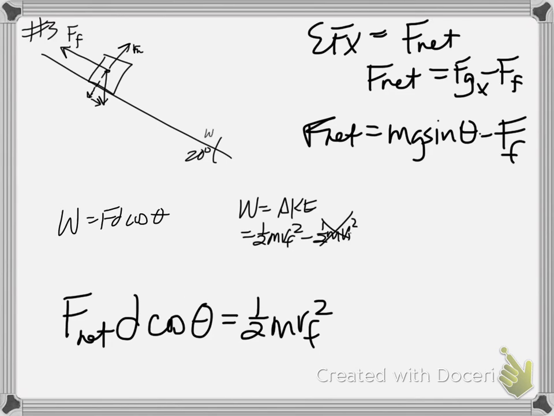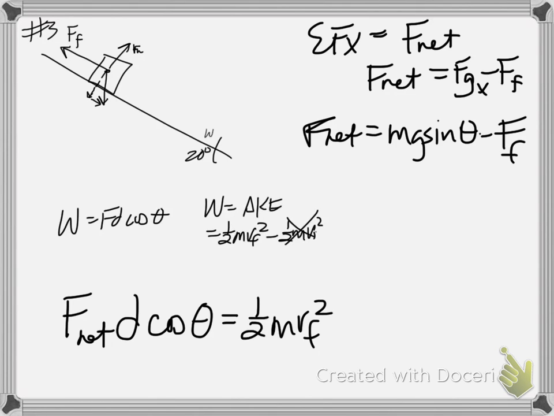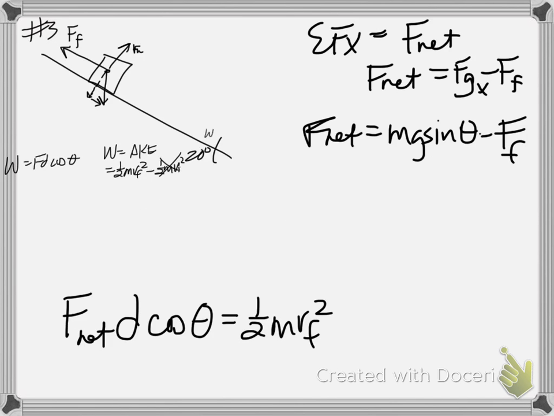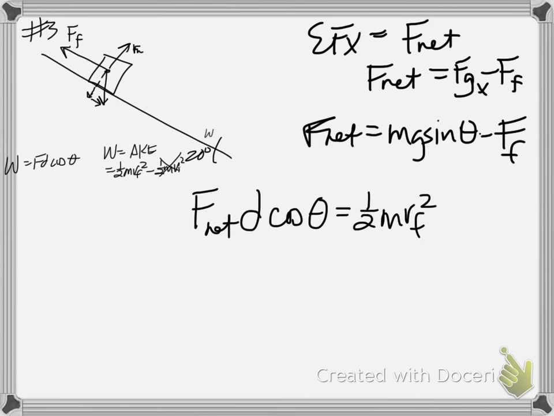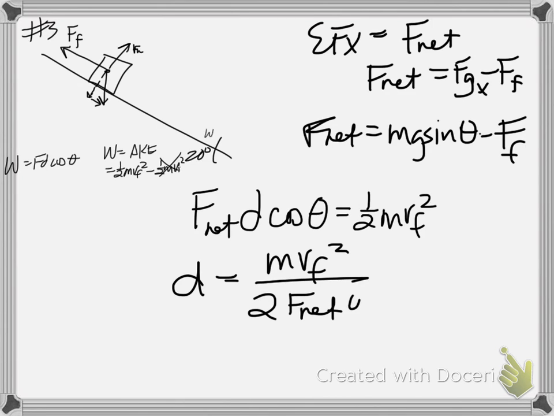Let me shrink all this junk. Okay, we're looking for distance, right? Yeah, length of the driveway. Okay, so D equals M VF squared over 2 F net cosine. What's our cosine here? 0. Yeah, it's cosine of 0, so it's going to be 1. So we could technically get rid of that.